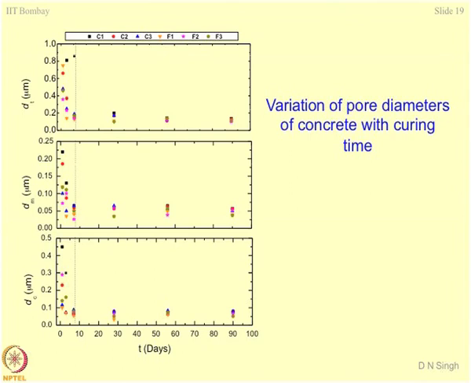So this is how you can go for synthetic concrete as well, by using different types of pozzolanic materials and making a good grade of concrete. In the next class, I will discuss the specific surface area determination.